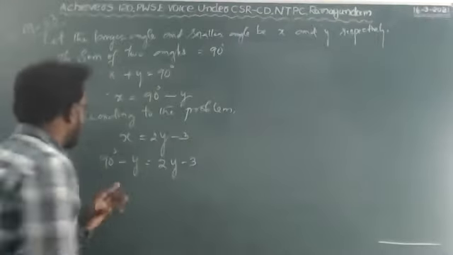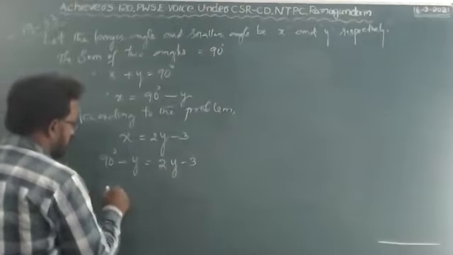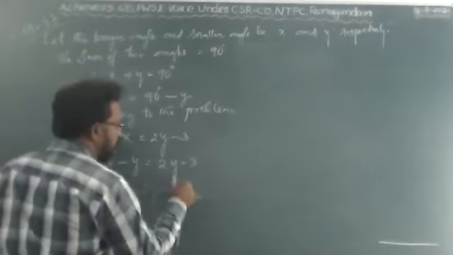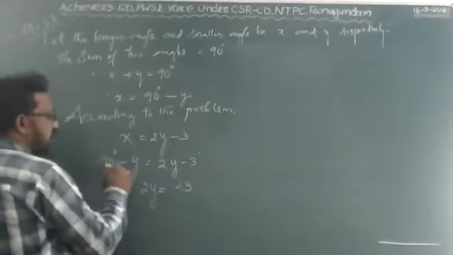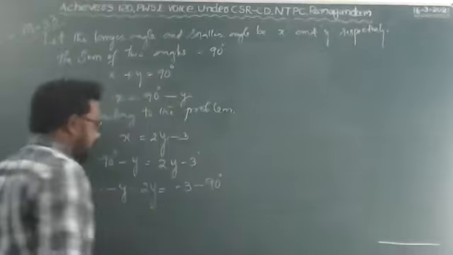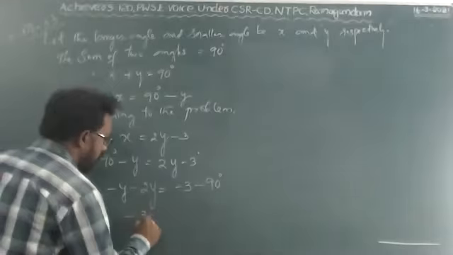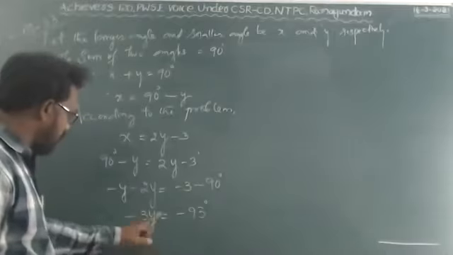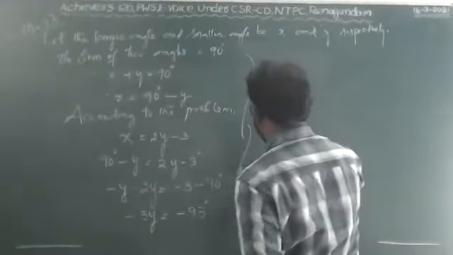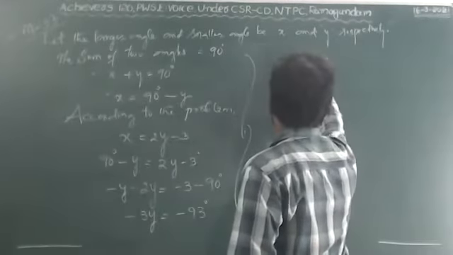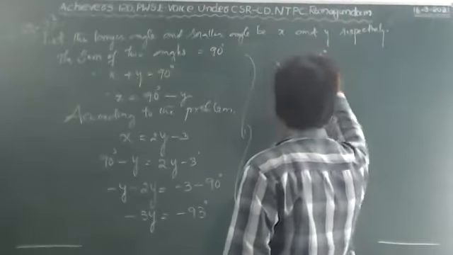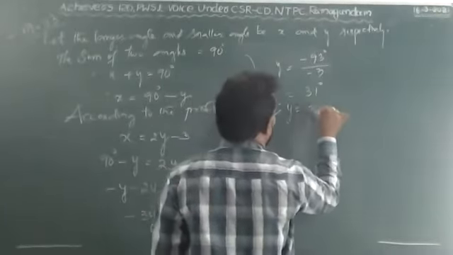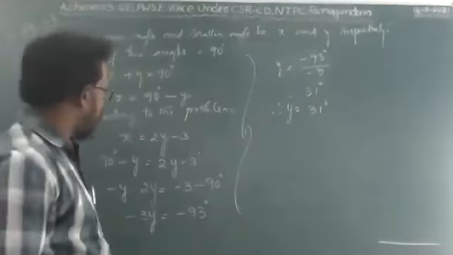90 degrees minus y is equal to 2y minus 3. Here minus y is already there, plus 2y also bring to this side, minus 2y. Here minus 3 is already there, and plus 90 shifted to this side becomes minus 90. Minus y minus 2y, minus 3y is equal to minus 93. Minus 3y is equal to minus 93. And y is equal to what now? 93 divided by 3 is 31. So therefore, y is equal to 31 degrees.